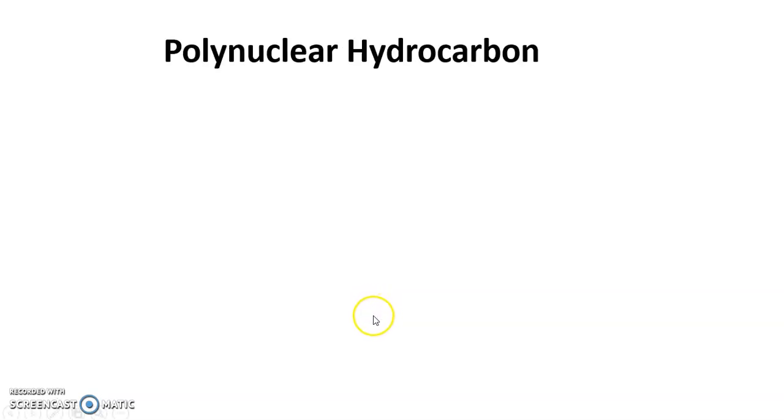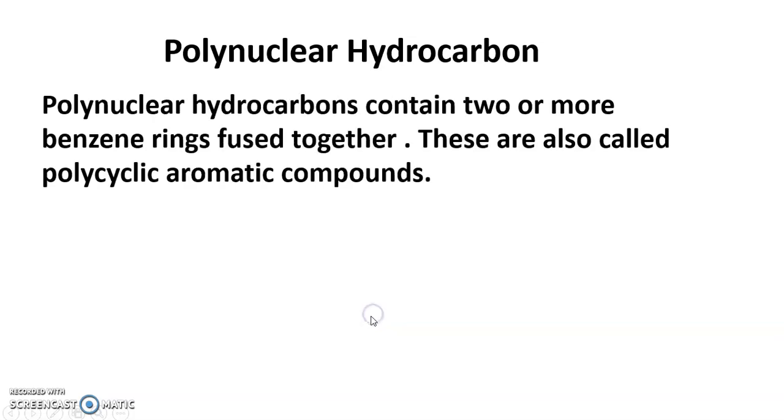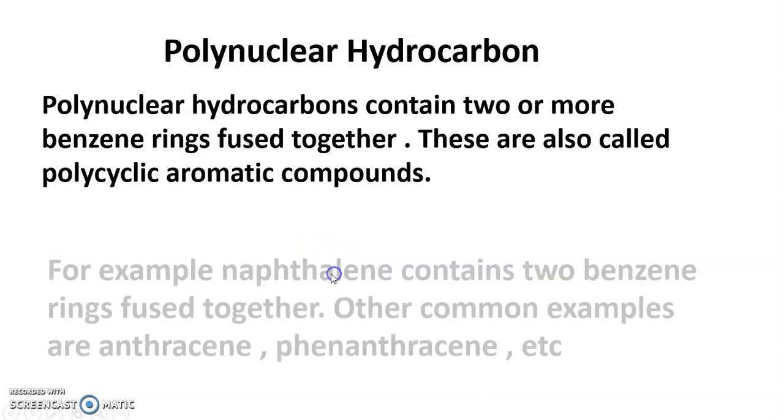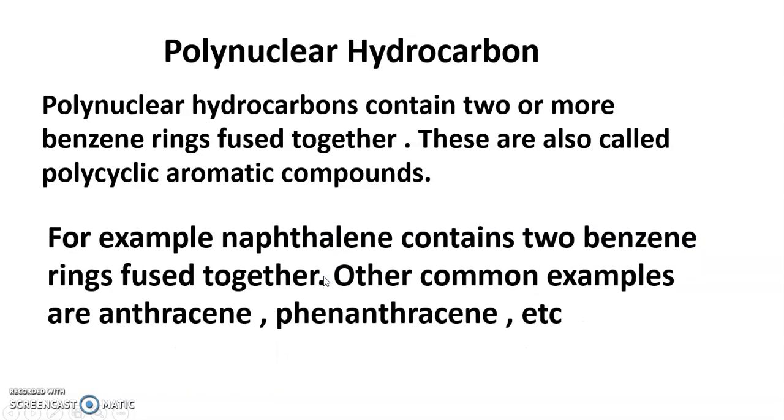Today's discussion is polynuclear hydrocarbons. Polynuclear hydrocarbons contain two or more benzene rings fused together. These are also called polycyclic aromatic compounds. For example, naphthalene contains two benzene rings fused together.